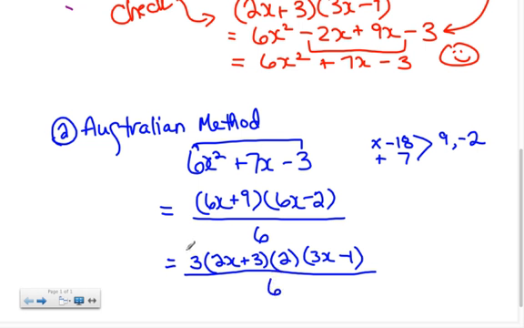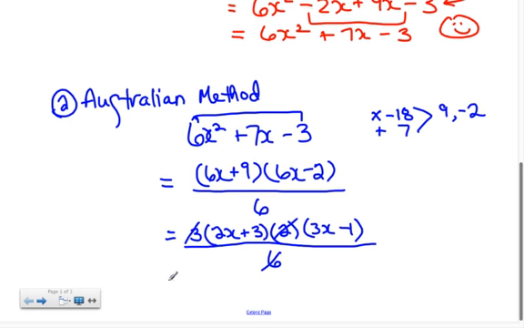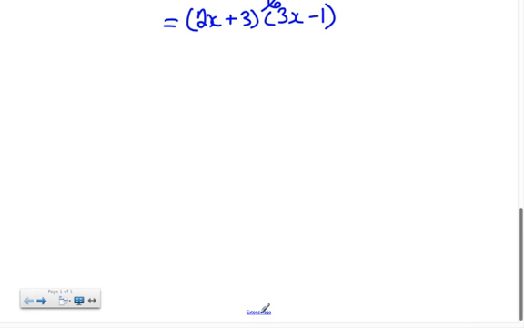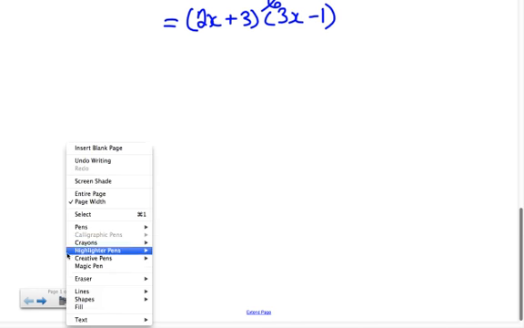And what's going to happen every time is that the bottom value is going to end up getting canceled with what you pulled out of the brackets in the top. So 3 and 2 multiply together to give you 6. There's the 6 down there, and they ended up canceling each other. So what we end up with then is 2x plus 3 and 3x minus 1. Same answer, Australian method.